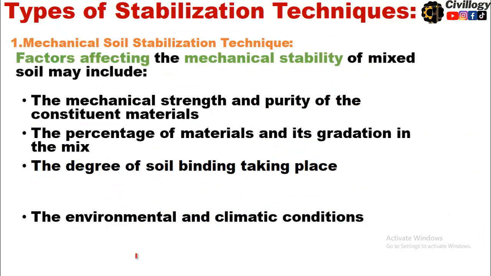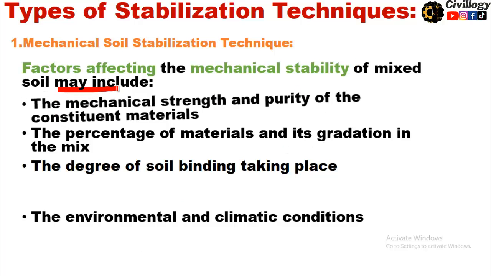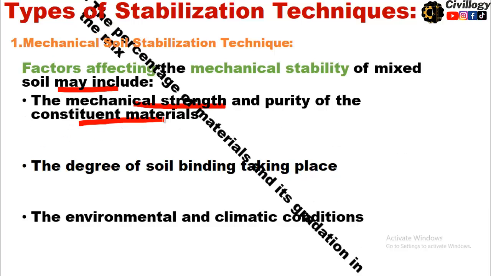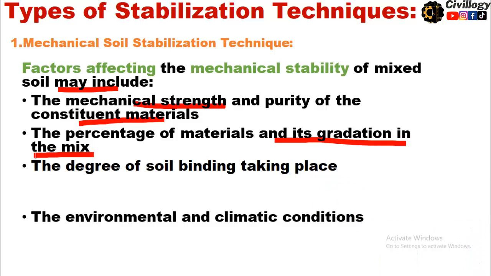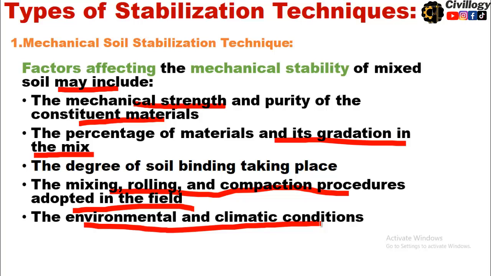Factors affecting the mechanical stability of mixed soil may include the mechanical strength and purity of the constituent materials, the percentage of the material and its gradation in the mix. So these are a few factors which play a very important role if you are adopting this technique of stabilization. And the degree of soil binding that takes place, the mixing, rolling and compaction procedures adopted in the field, and the environmental and climatic conditions also affect mechanical soil stabilization techniques.